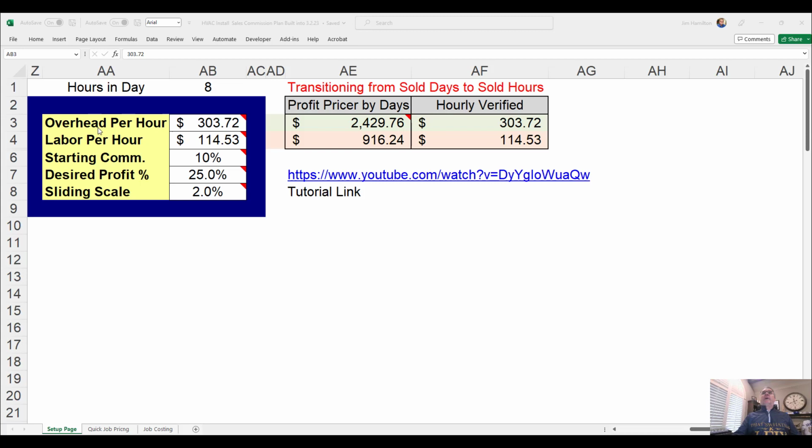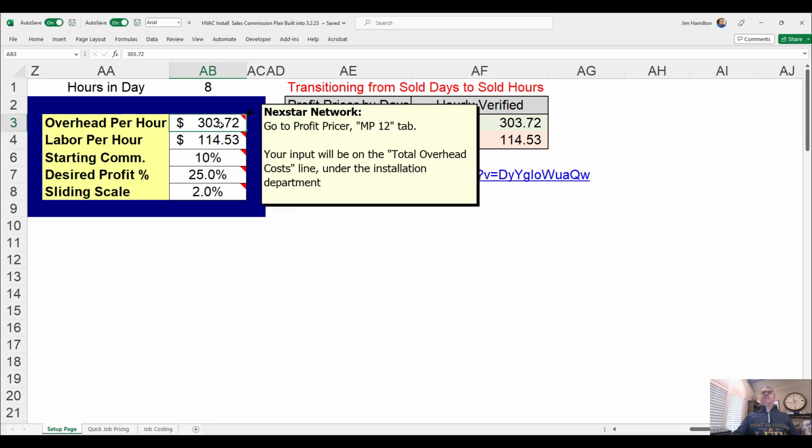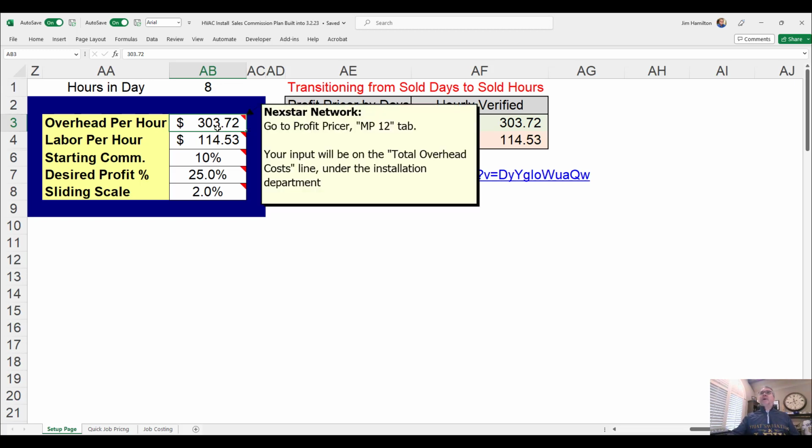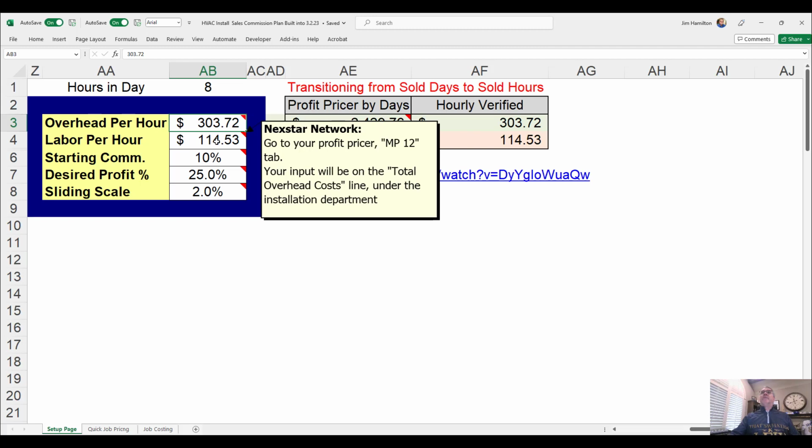Anyways, here's our overhead, and this comes straight out of our profit pricer. So go to your profit pricer MP12 tab, and that's where the total overhead cost line will be. The same thing is true for the next one, and I set this up already from your profit pricer. I go to your MP12 tab again to find it. It says overhead costs there, but it should say labor costs. I just got lazy and copied and pasted the same thing. So I'll change that.